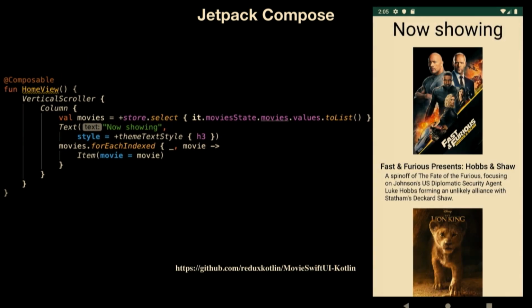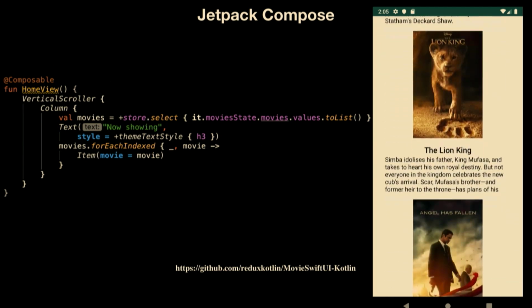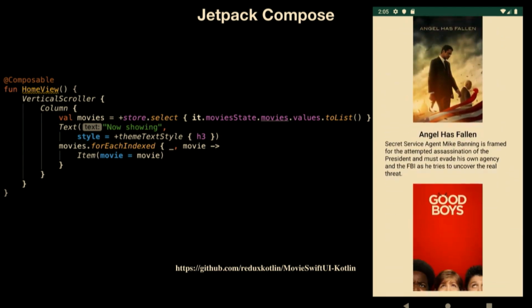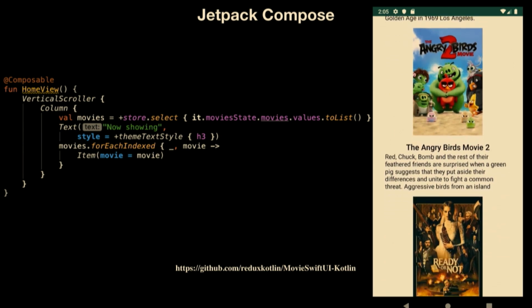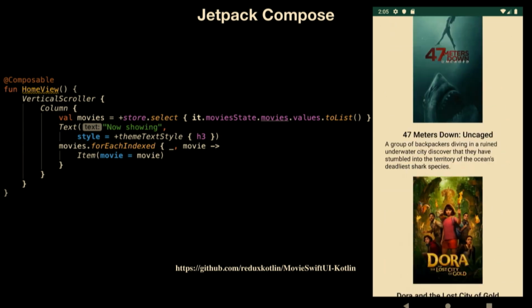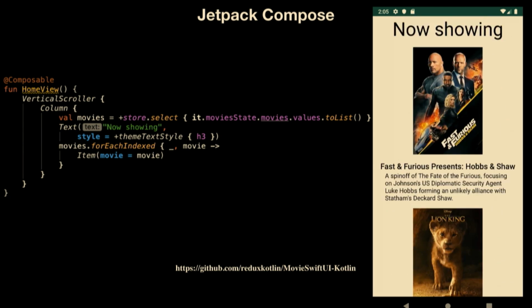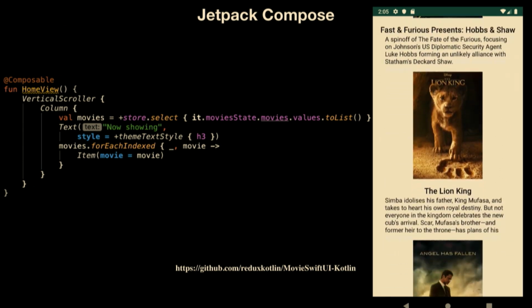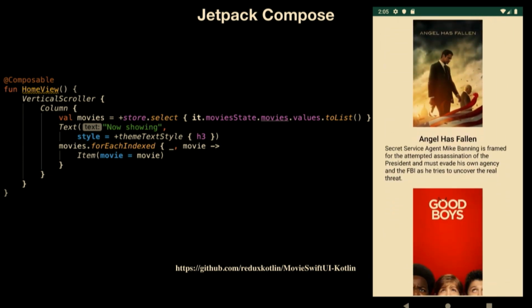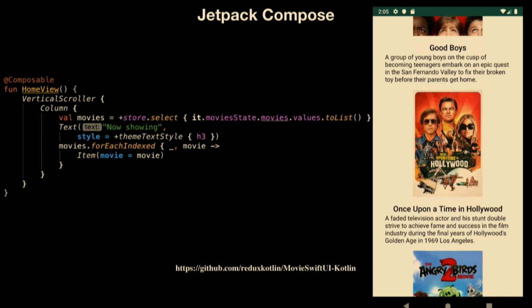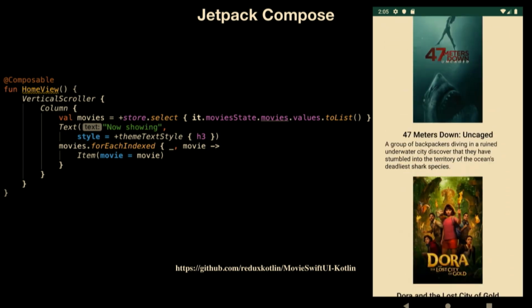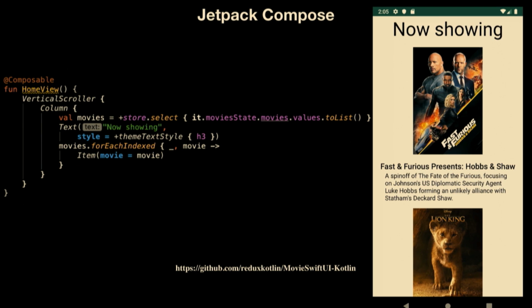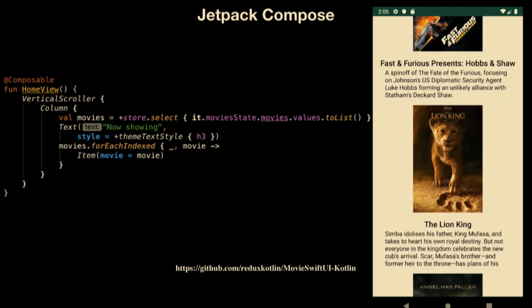Jetpack Compose is not quite ready for a complete sample, such as the Movie SwiftUI, but we can test how global state will work with Compose functions. This demo is sharing network and Redux code with the Movie SwiftUI, and it's basically a basic layout of the Now Showing tab. My plan is to build this out as Jetpack Compose matures. All the source code is in the MovieSwiftUI-Kotlin repo.